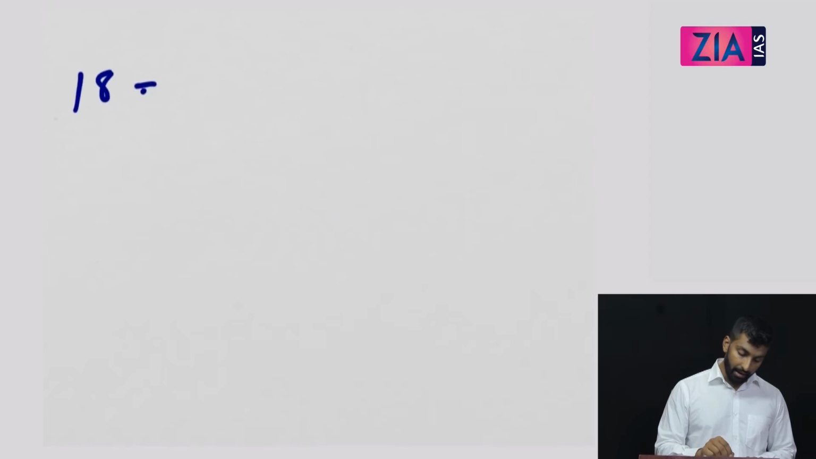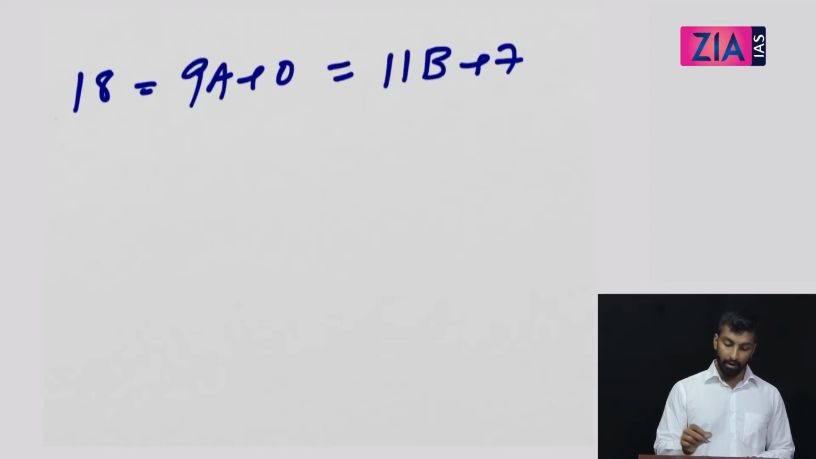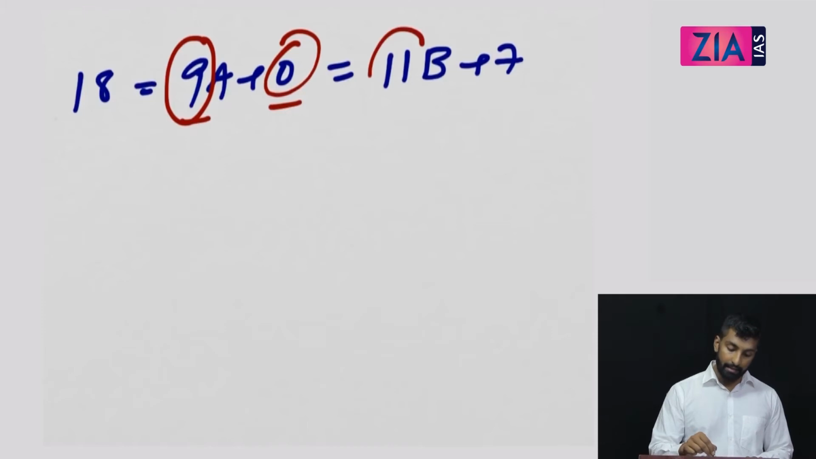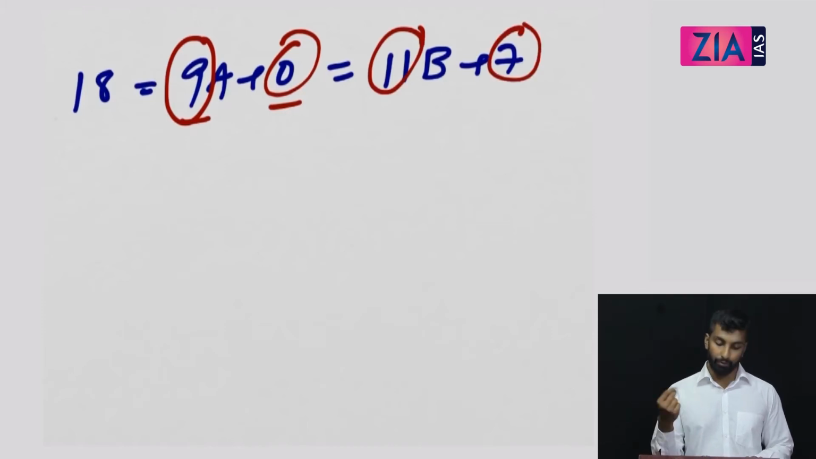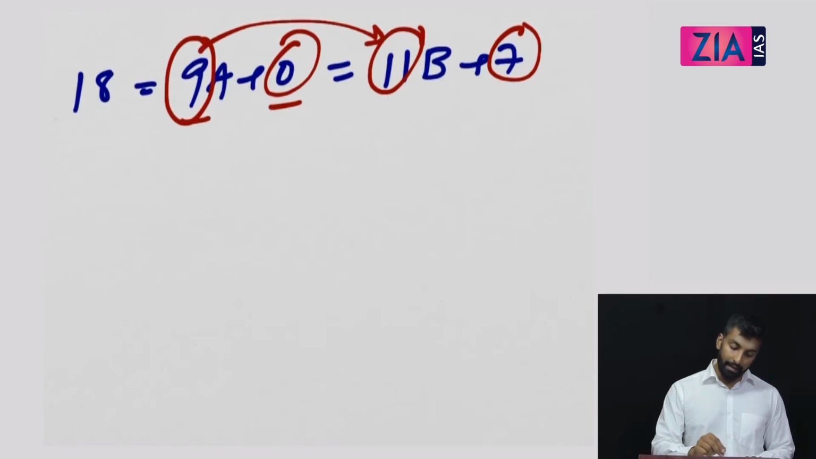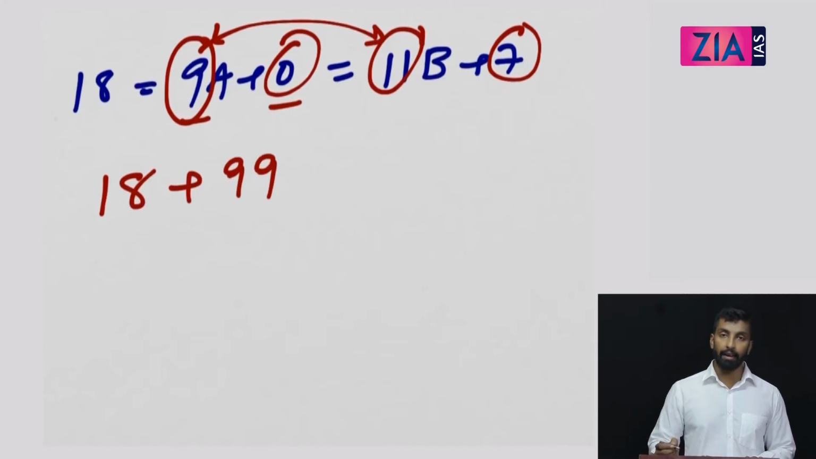I can write 18 as 9a plus 0, and 11b plus 7. What does this mean? Divide by 9 leaves a remainder 0, that means arrange them in groups of 9 with nothing left out. Arrange them into groups of 11, 7 are left out. That's what I mean by divide by 11 leaves a remainder 7. What is the next number which satisfies this condition? You need to see the LCM of the two divisors, that is 99. So the next number will be 18 plus 99.